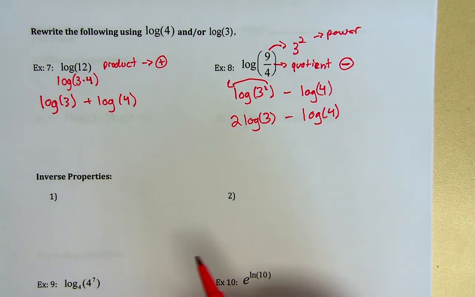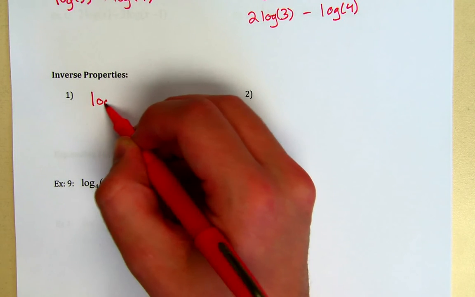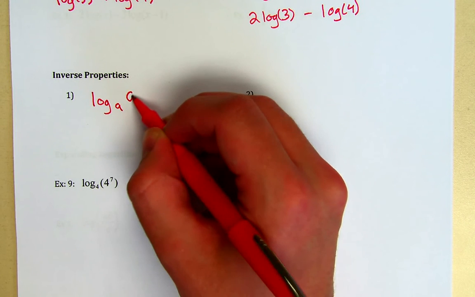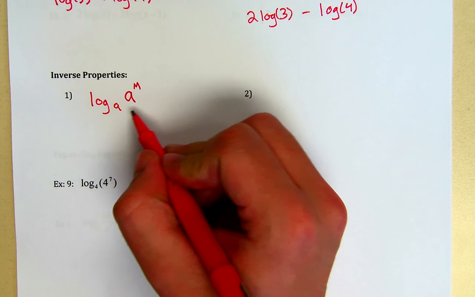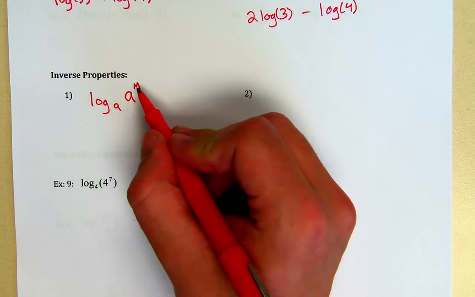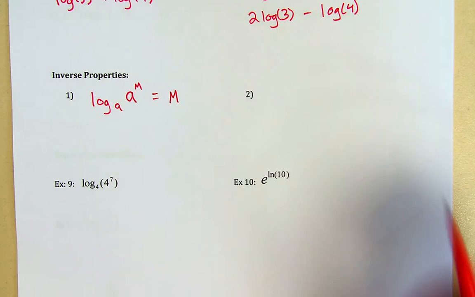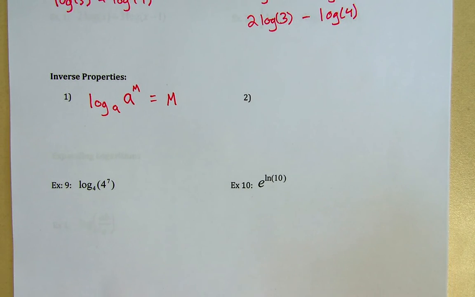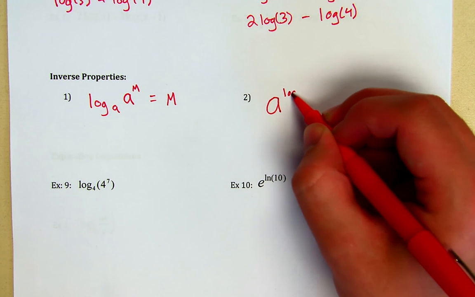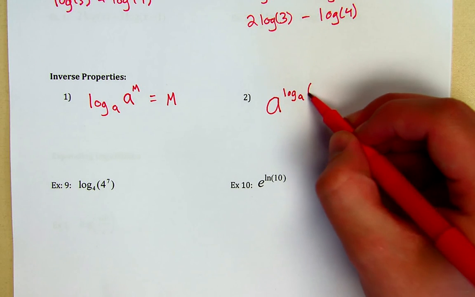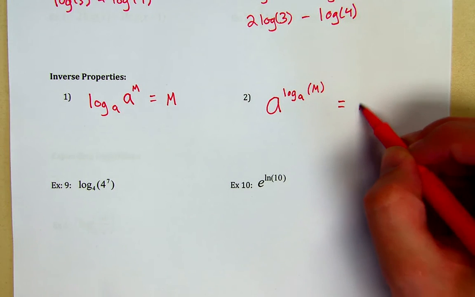Now we have just 2 last properties. We have inverse properties. If log base a of a raised to some power m. This is like when we talked about base 10 of 10. And then the power rule says, come on down. So it really ends up being m. Again, our second one is a raised to a logarithm base a of m. Similarly to this one, we're going to have m as the answer.